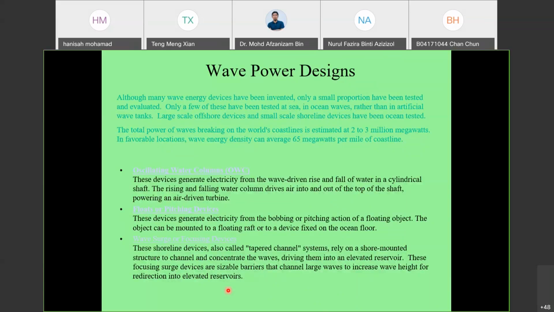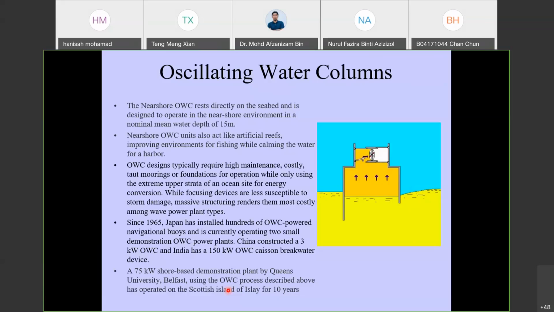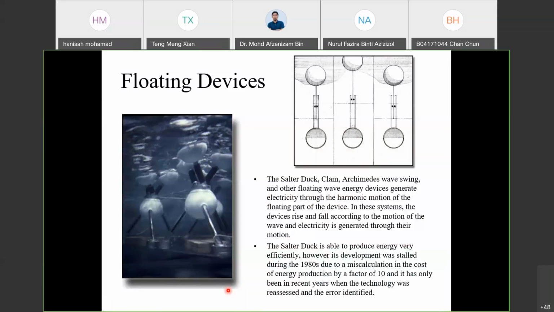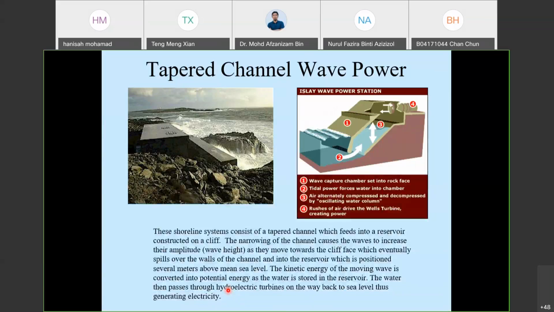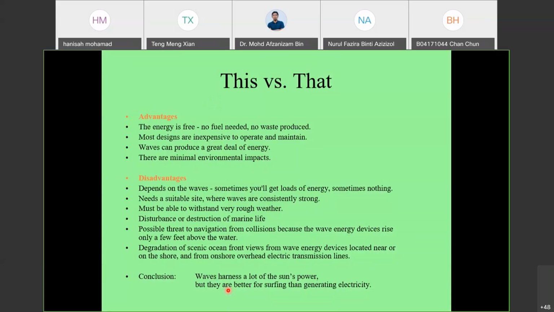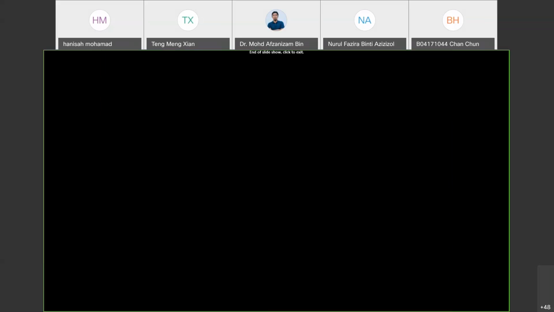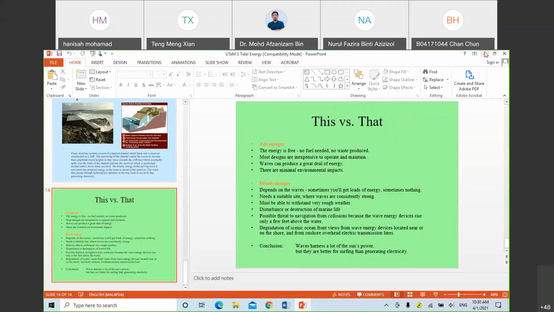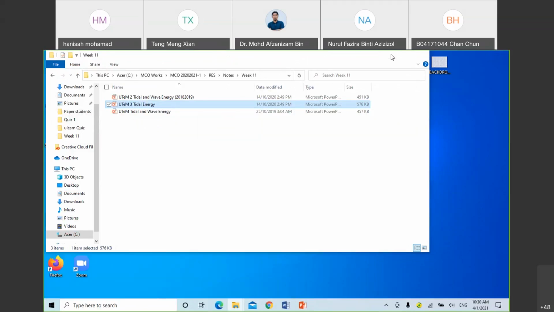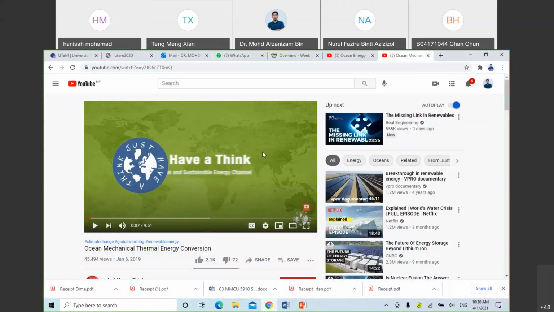So I think for this one, just go for the concept. Floating devices, they have a few methods, such as the tapered channel with power. I will go for the video related to this case so that maybe you can have a better understanding of the condition of the case.